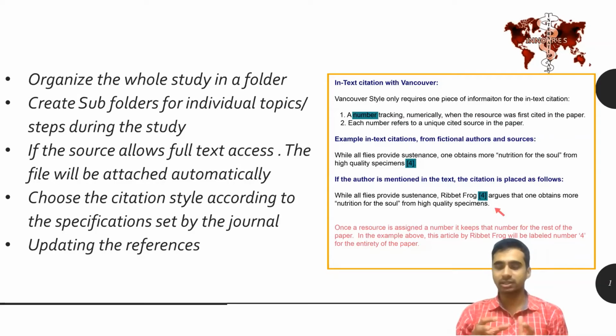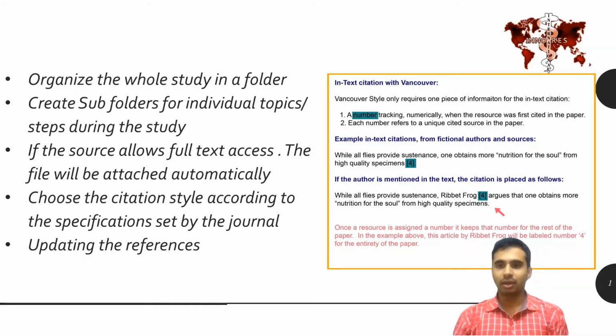You can organize your whole study in a folder, and if there are subtopics, you can divide them into subfolders as well. And citation style: every institute or every journal has its own preferred reference style. One example is the Vancouver style. There are a lot of other citation styles, and based on individual requirement, these reference managers can change the style at any point of time. Even if you've created the whole abstract in Vancouver style and want to change it to another format, it can be done in 1 or 2 clicks.